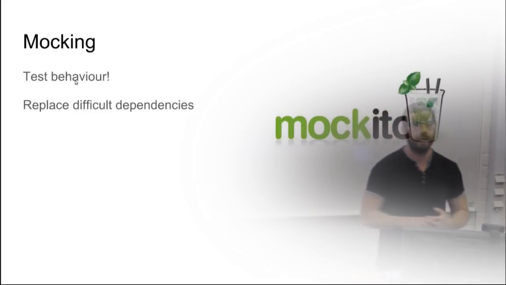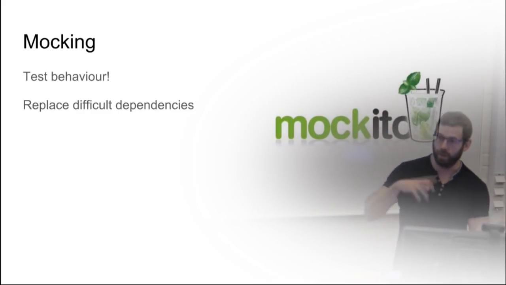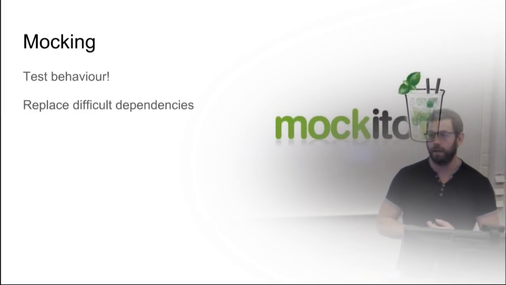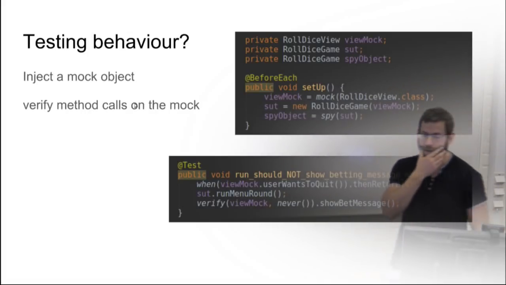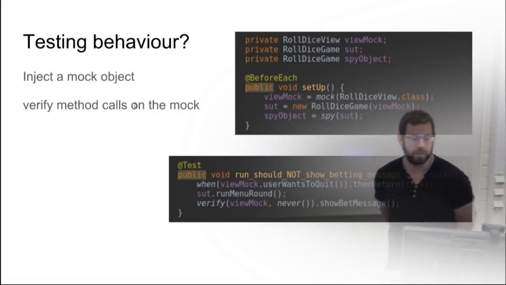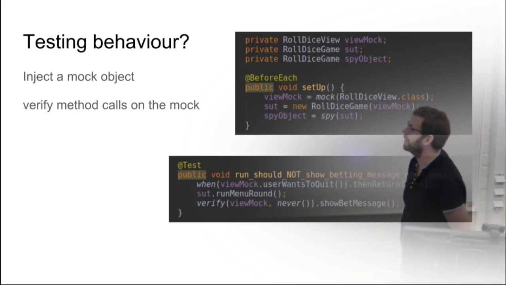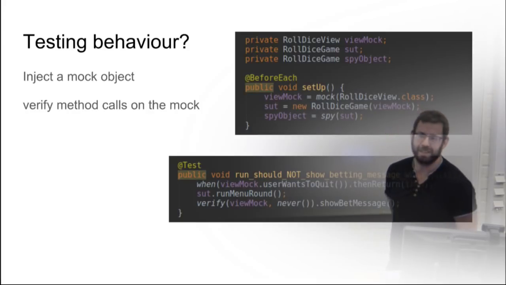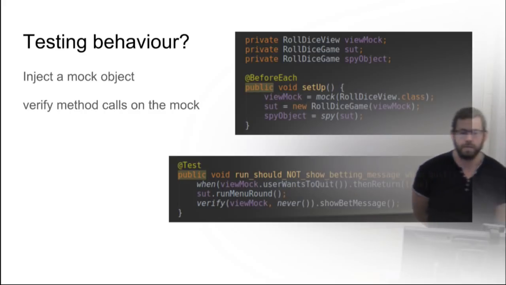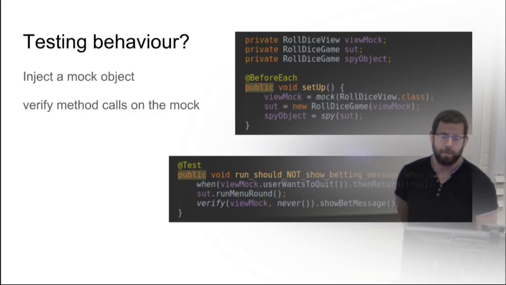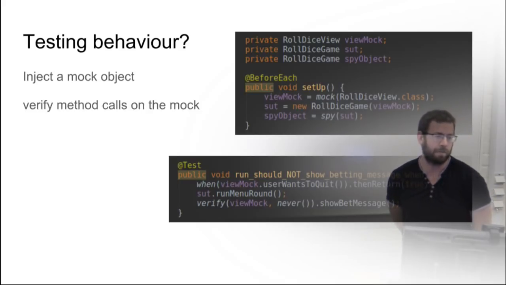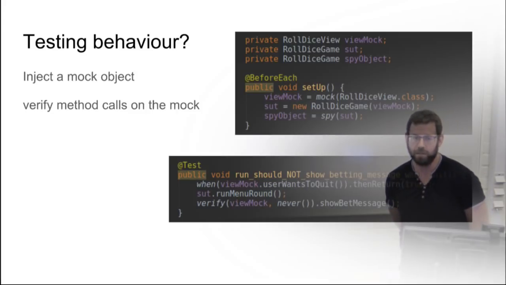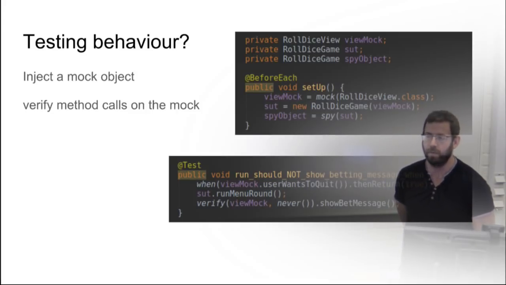And the other thing was that if I have a difficult dependency like a database or in this case a view, then I just replace that with a mock object instead. And this is sort of how it works. We inject a mock object. And this is one of the tests for this. And there are two parts of this and there are different places in the file. But you can see that in the file I have private roll dice view, a view mock. So the mock object is of the same type as the actual object. It's sort of like it inherits from that class.